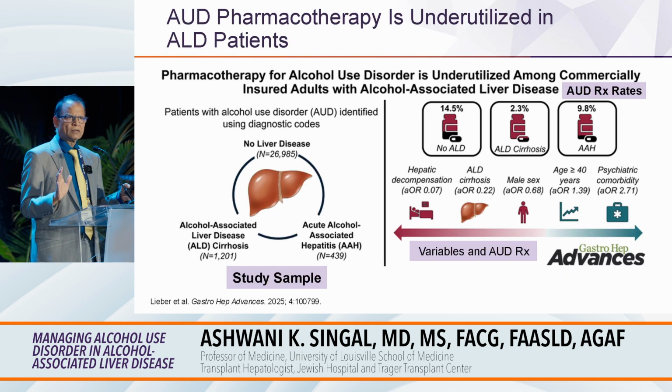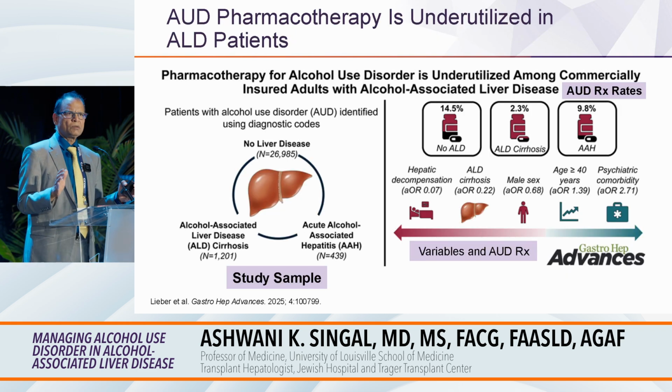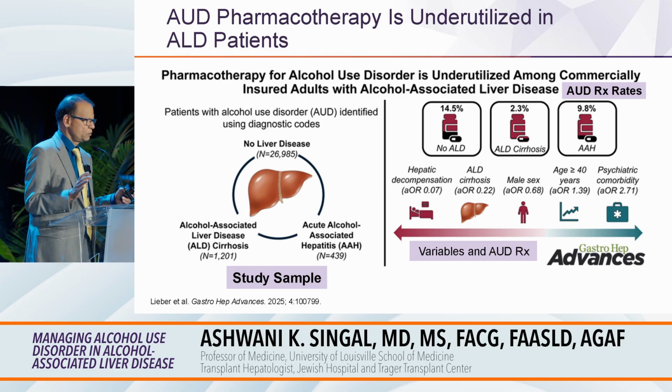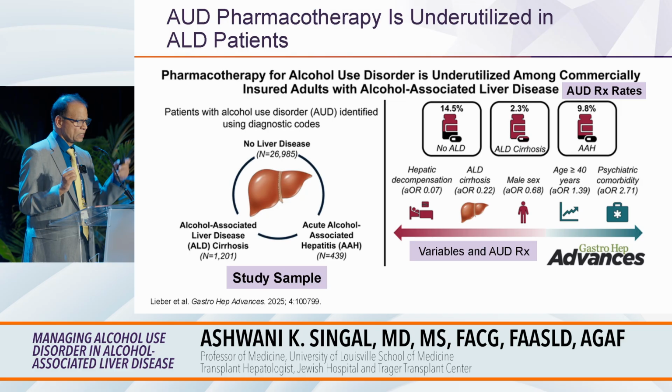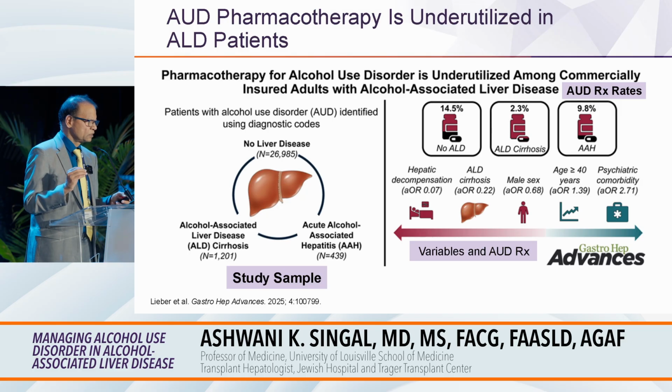However, in the real world, that's not what we see. AUD treatments are extremely underutilized. This particular study, I think, comes from Sarah Lieber's group at UT Southwestern. I think Mac is sitting here. It is from his center, where only 2% of alcohol-associated cirrhosis patients underwent AUD pharmacotherapy in this cohort of about 27,000 individuals, and in alcohol-associated hepatitis, about 10% of patients got treated.